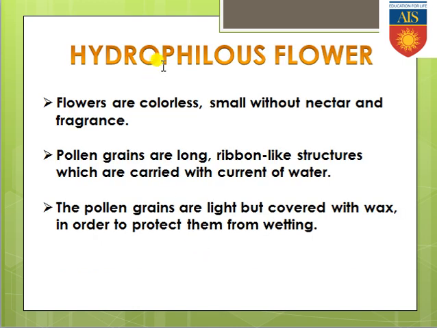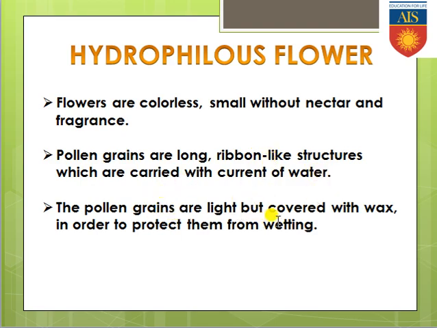Moving to hydrophilous flowers, this is another type of flower where pollination happens by water. Here the flowers are colorless because when pollinated by water, no color is needed. They are small in size and present without nectar and fragrance. Next, pollen grains are long ribbon-like structures, which we also saw in the previous slide, carried with the current of water. They are very lightweight so that they can be carried by the water current very easily.